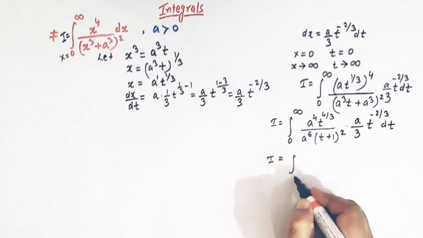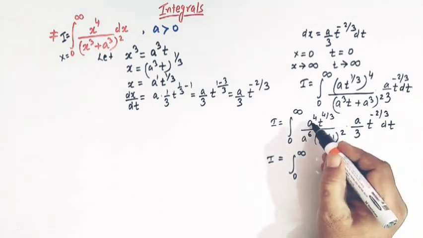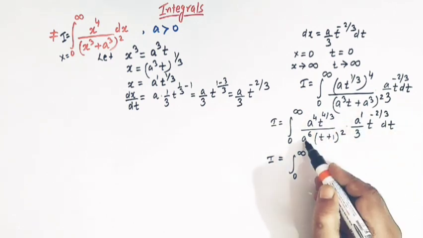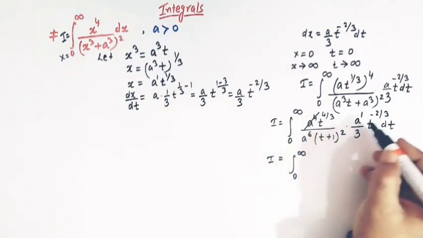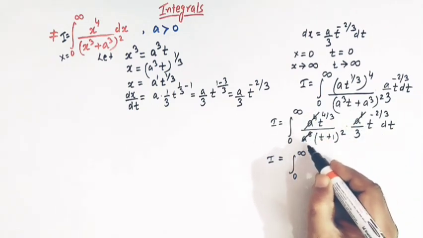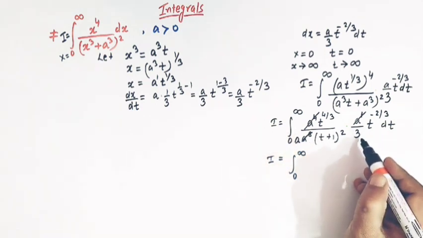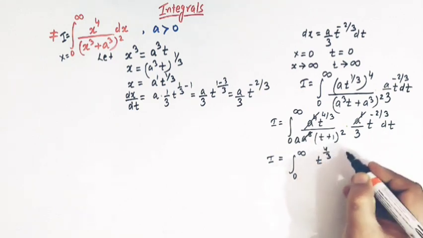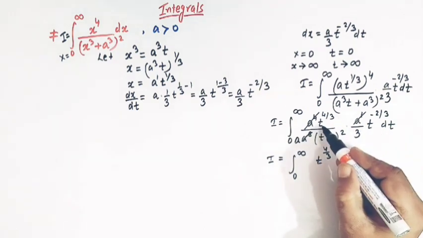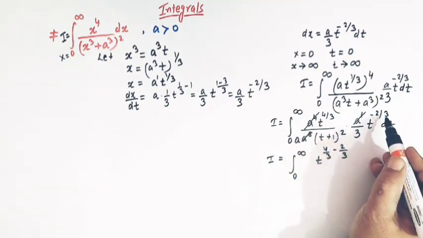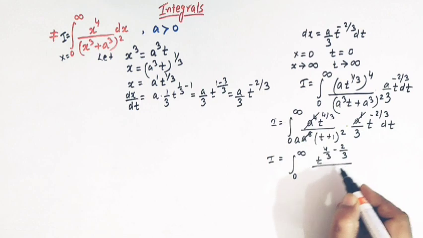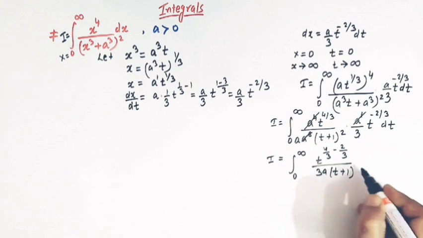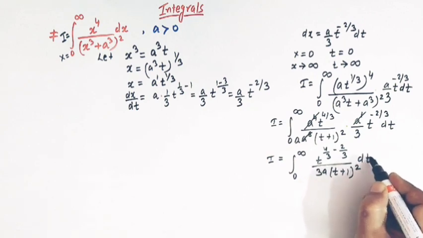Now we can simplify it further. Here we have a raised to 4 and a raised to 1, so 4 plus 1 is 5, and in the denominator we have a raised to 6. So these terms get cancelled, and we are left with only a in the denominator, and in the numerator we have t raised to 4 by 3 minus 2 by 3, because the bases are the same so exponents get added. In the denominator we have 3 times a and (t plus 1) whole square, and here we have dt.